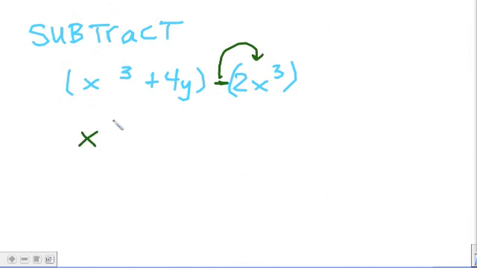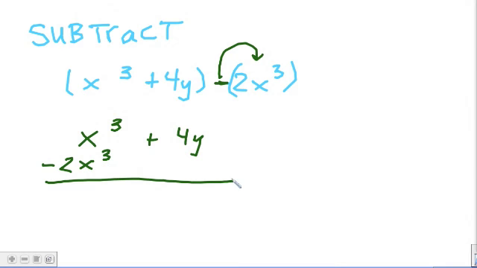So let's go ahead and stack this up. So we'd have x to the third plus 4y minus 2x to the third. There you go. Let's go ahead and solve this. So I'd have, which is basically 1. 1 take away 2 is going to be negative 1. So I'm just going to put negative x to the third. And this guy doesn't have anything, so just plus 4y.